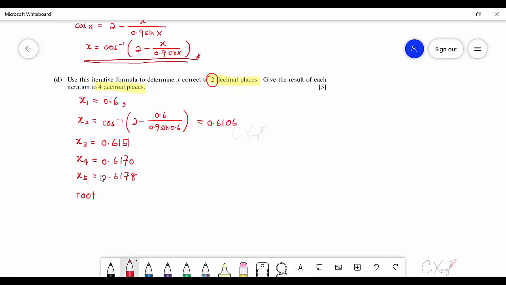Therefore, you can write a conclusion here. The root is equal to 0.62. This is how we get the value for x in 2 decimal places, and you have to make sure that all your iterations are written out in 4 decimal places.